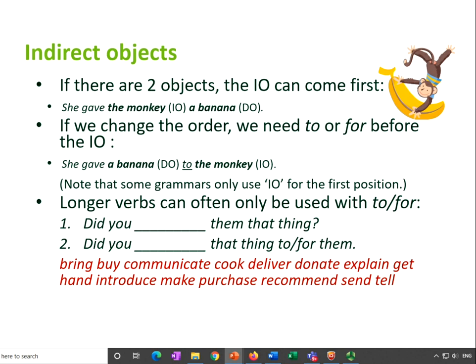Did you buy them that thing? But it doesn't sound right to say, did you communicate them that thing? We would prefer to say, did you communicate that thing to them? Okay, so if you try, maybe just pause the video and try substituting those verbs in the gaps, you'll notice that the longer ones you prefer to put in sentence 2.